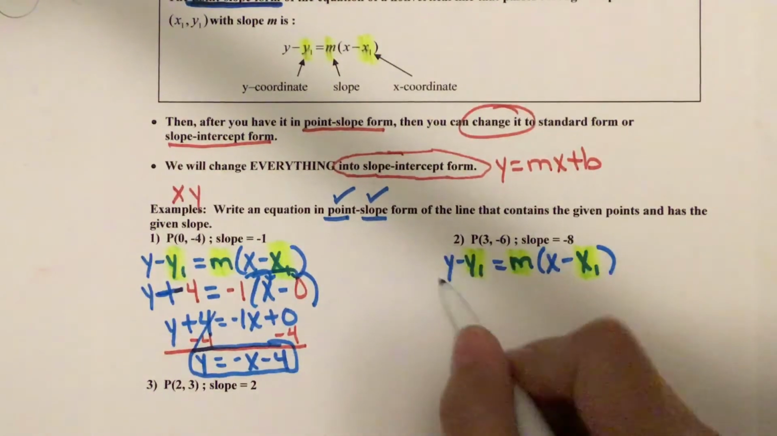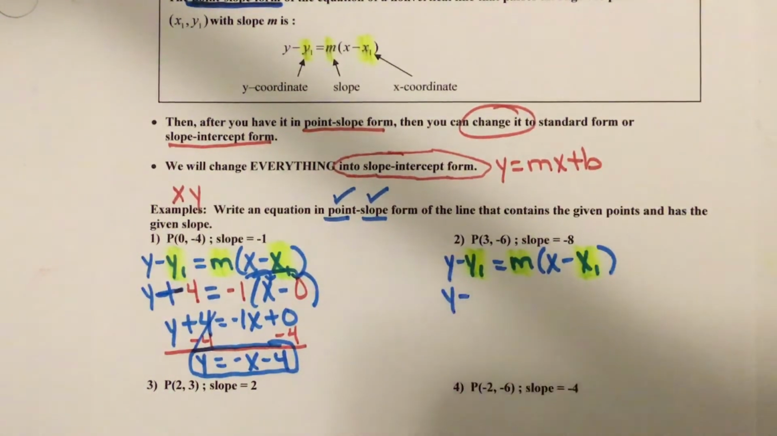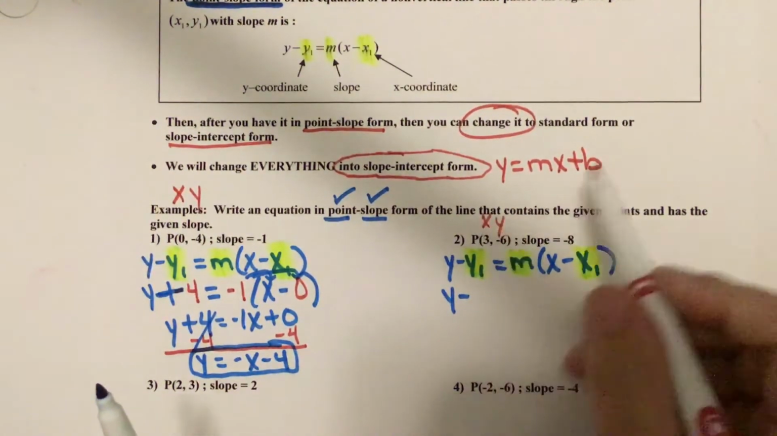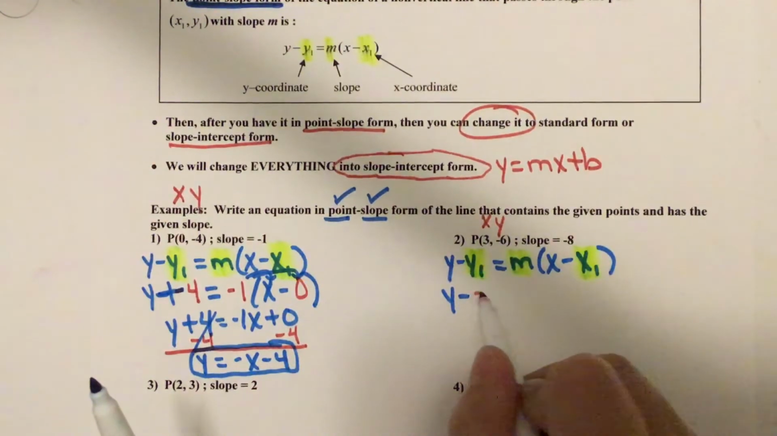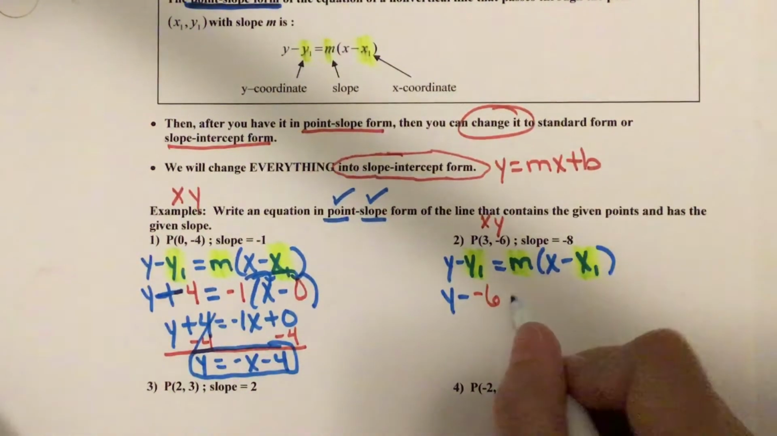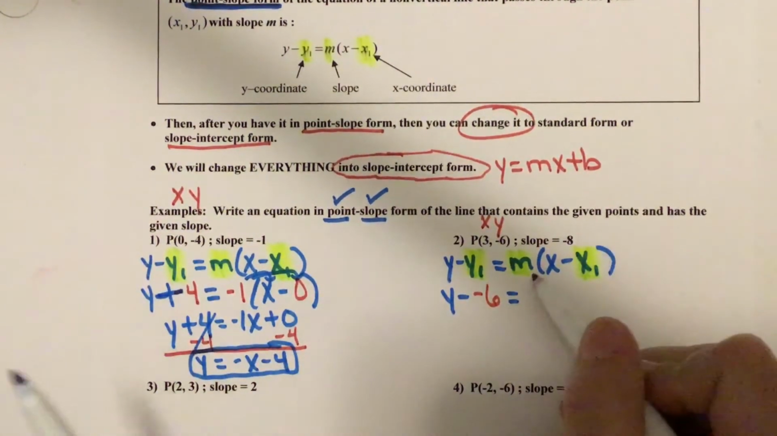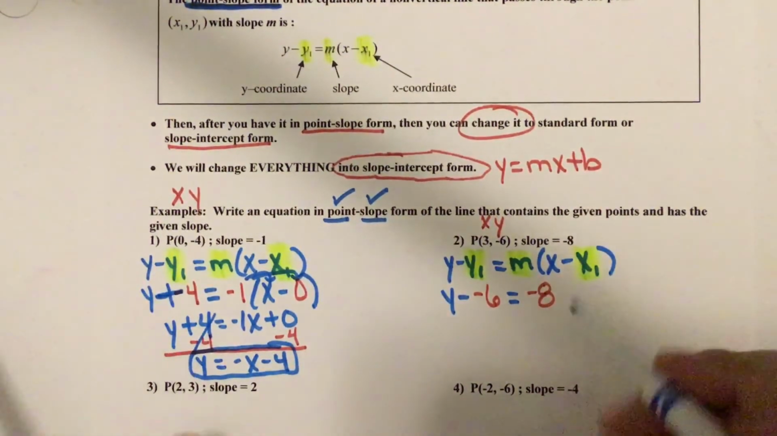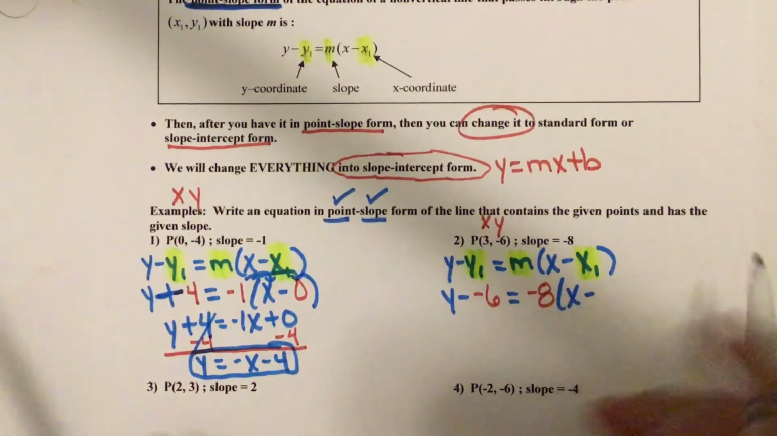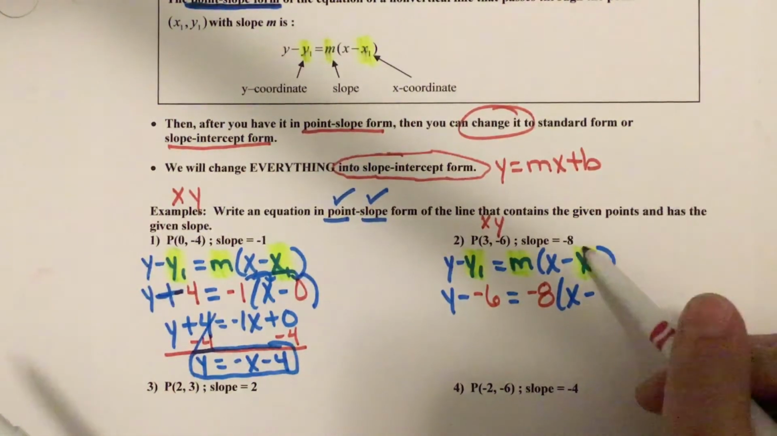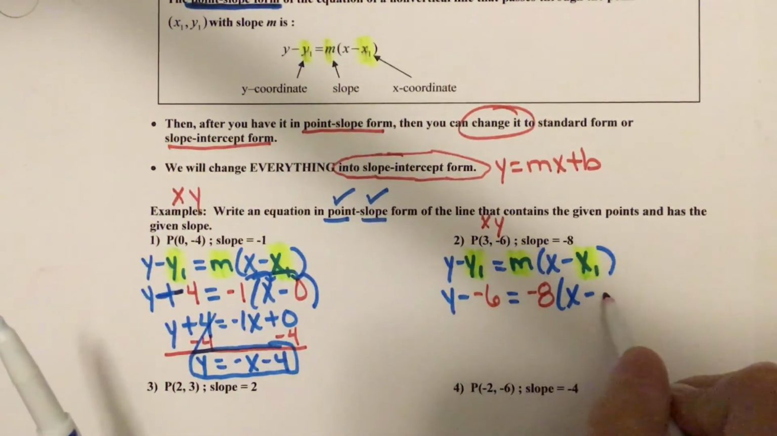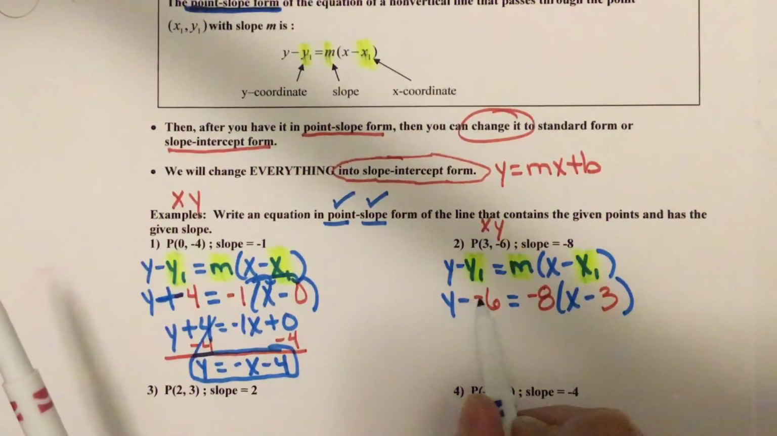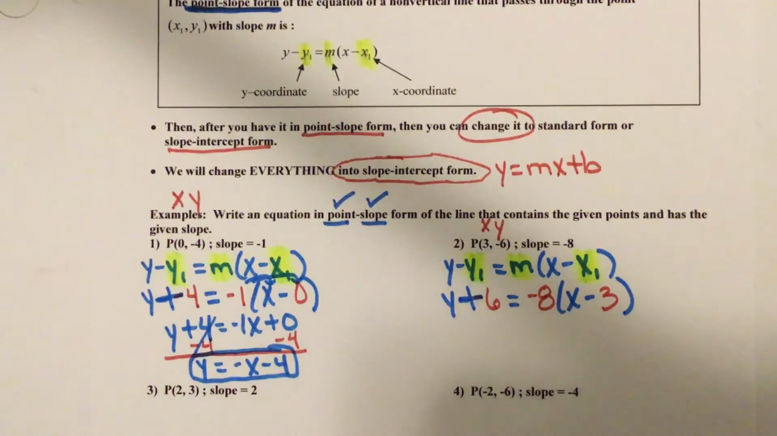All right, here we go. So it goes y minus, and then it wants the y coordinate. Remember, x comes before y, so -6 is our y coordinate. And then equals our slope, and our slope is -8. And then in parentheses, it goes x minus, and then it wants the x coordinate, which is 3. And remember that a minus and negative back to back makes a big old plus.